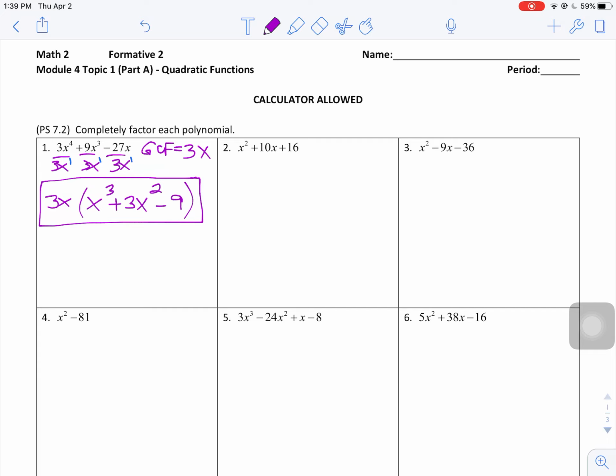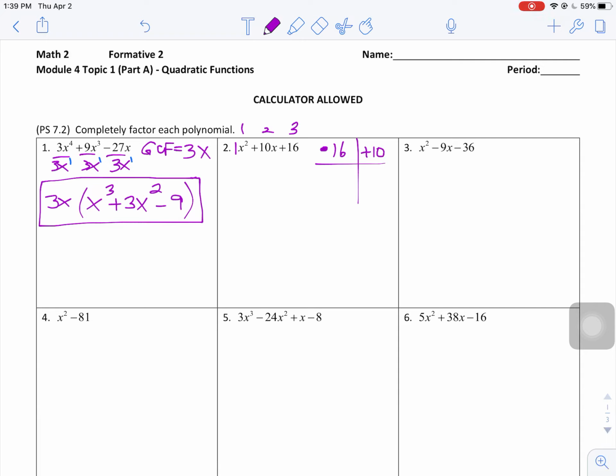On number 2, is there a GCF other than 1? No. How many terms does it have? 1, 2, 3, so it's a trinomial. And the a value is an invisible 1. So that means that this is a basic trinomial. So we want to find two numbers that multiply to the number in the back, so 16. And then those same two numbers need to add up to the b value, the number in the middle, so 10.